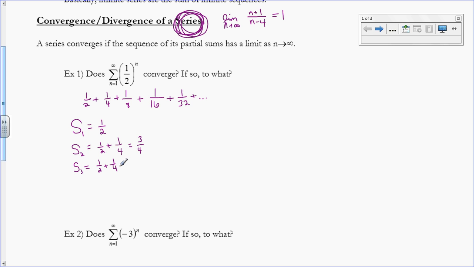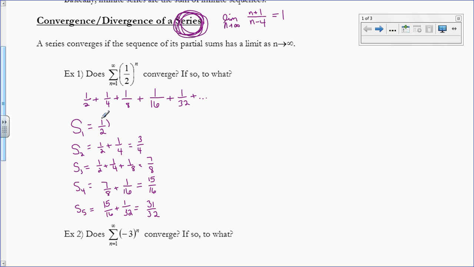So a half, a fourth, an eighth. The half and a fourth is 3/4, and 3/4 plus an eighth is 6/8 plus an eighth, which is 7/8. S sub 4, my fourth partial sum, is a half plus a fourth plus an eighth, which is 7/8, plus the next term, which is 1/16. That's 14/16 plus 1/16, which is 15/16. Then S sub 5 is that 15/16 plus the very next term, 1/32, which is 31/32. So a series converges if the sequence of its partial sums has a limit.